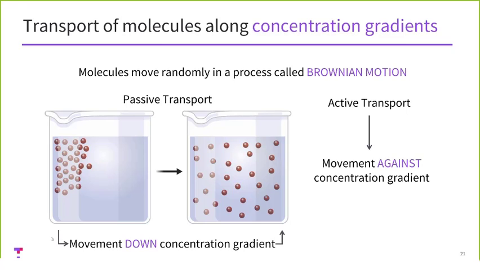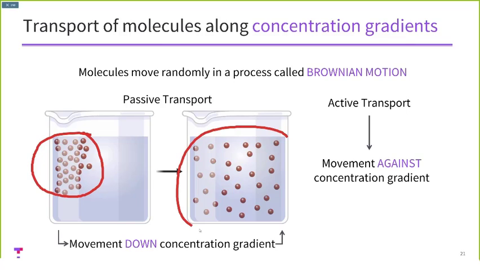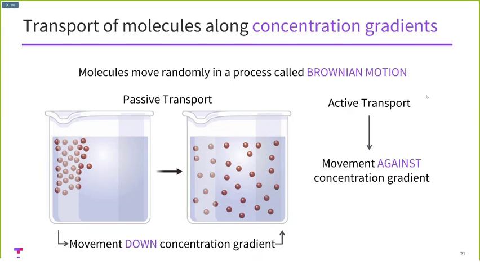going down the gradient. So whenever you hear the words down the gradient, that means you're going from an area that has a lot of stuff to an area that's more evenly dispersed. This is going to happen whenever you have non-active, non-energy requiring motion. The contrast to this is when you have active transport. And active transport, because it starts with the letter A, also means it requires ATP.